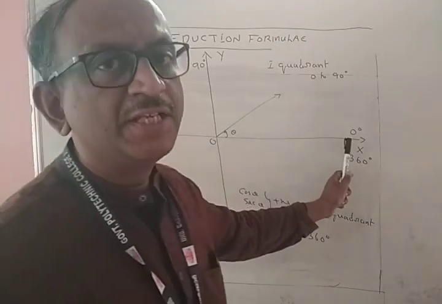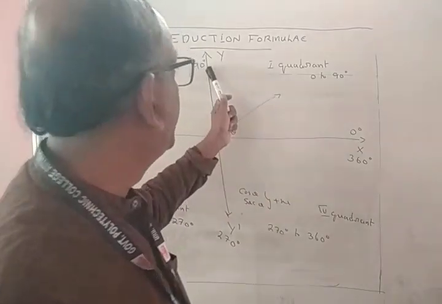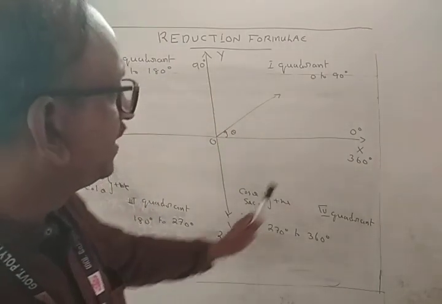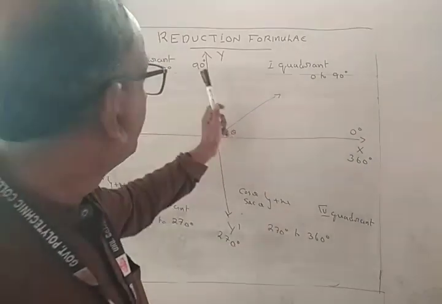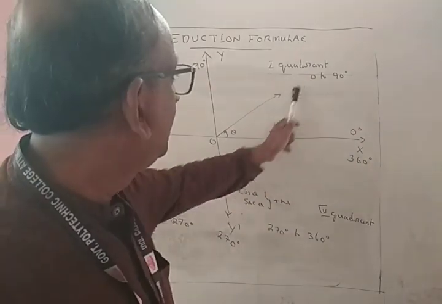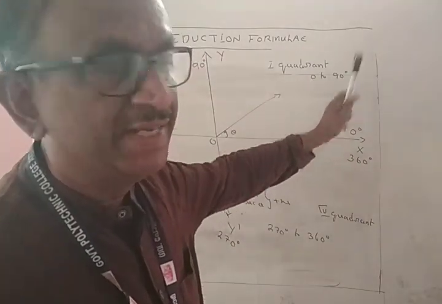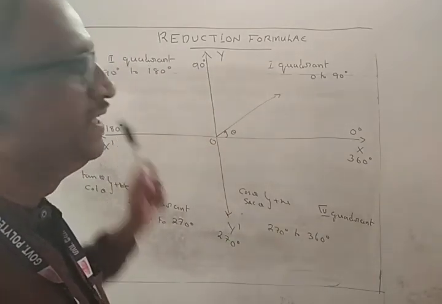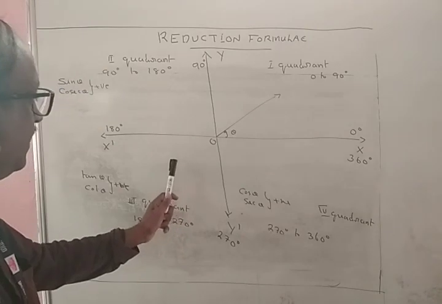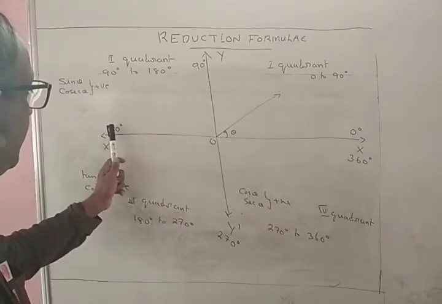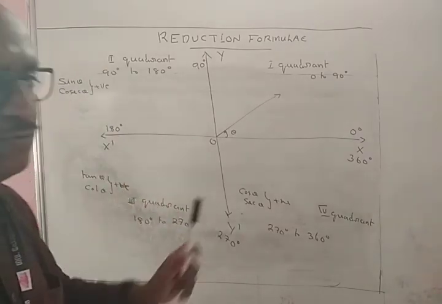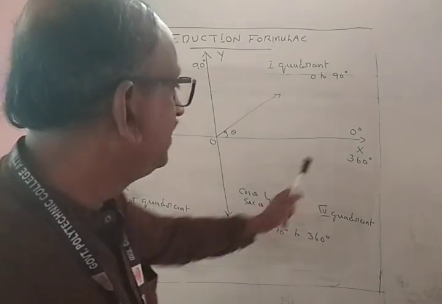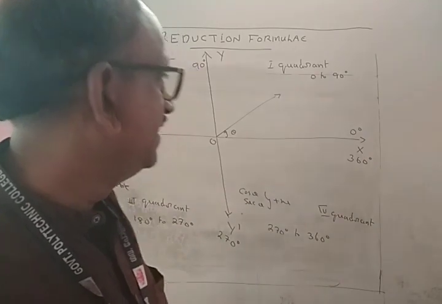Here the angle is 0 degree, here 90 degree, this is 180 degree, here 270 degree, here 360 degree. Therefore, first quadrant means the angle lies between 0 and 90 degree. In the second quadrant, the angle lies between 90 and 180 degree. In the third quadrant, between 180 and 270 degree. And in the fourth quadrant, between 270 and 360 degree.